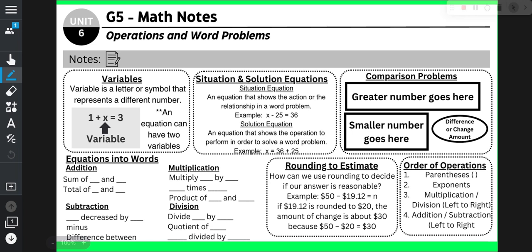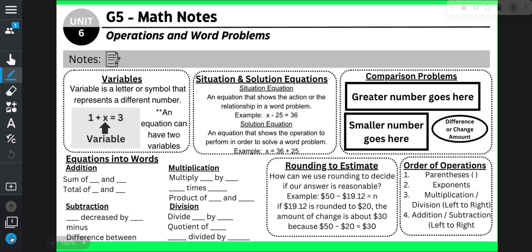Welcome to 5th grade Unit 6, Operations and Word Problems. This unit, you're not going to find a lot of new information in it. We're just going to be practicing some of the skills that we've done in the past. Putting together equations for word problems. Making sure we know in word problems what kind of math we maybe need to do to solve the problem. So here we go.